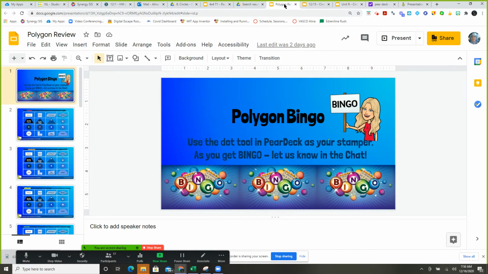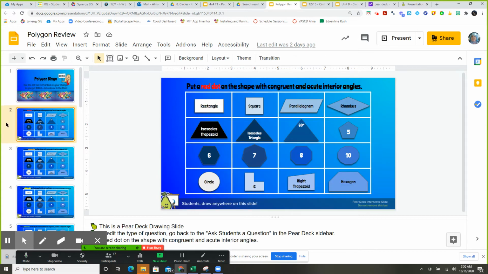Okay. So I've got some choices for you. I have a bingo game that we could play. I can open up this pear deck and basically we go through and you put like a red dot on whatever shape this is describing, and it'll kind of give us a review of all of these shapes. If you think this will be worthwhile, we can do this, or we can not, and we can go do the learning targets. So what would you guys rather do?